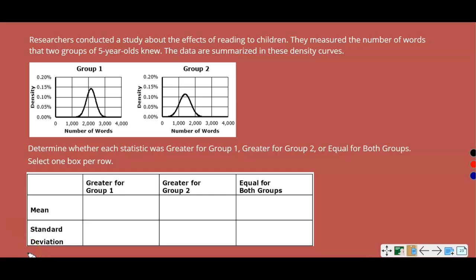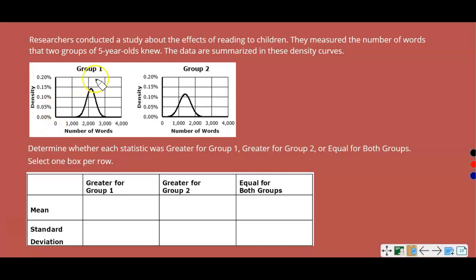Researchers conducted a study about the effects of reading to children. They measured the number of words that two groups of 5-year-olds knew. The data are summarized in the two density curves. Determine whether each statistic was greater for group 1, group 2, or equal for both groups. Select one box per row.